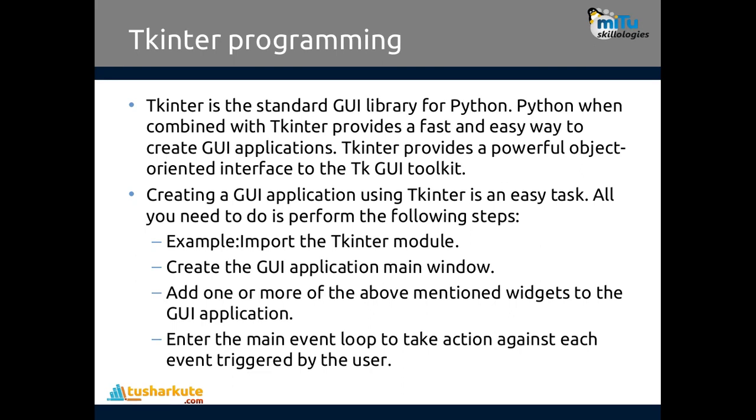Second, create a GUI application main window. First we have to define an object for the main window of the GUI application. Generally we name it root or top. Third, add one or more of the mentioned widgets to the GUI application. If you want to add labels, text boxes, or buttons, they can be added after it. Fourth, enter the main event loop to take action against each event triggered by the users. We have a function called mainloop, with the help of which this window will be continuously active on the screen. These are the four steps that you need to follow in all kinds of programs.